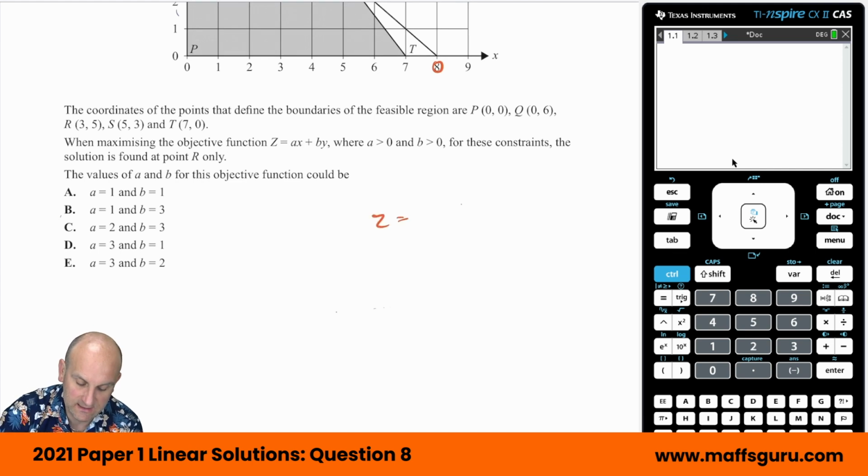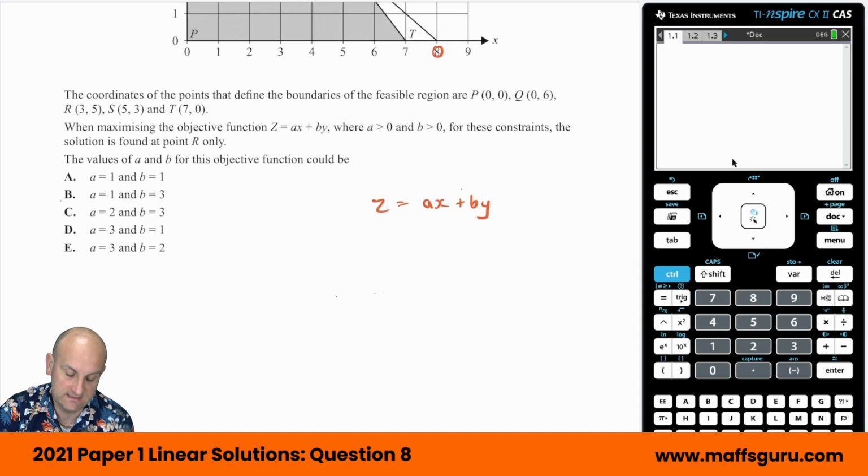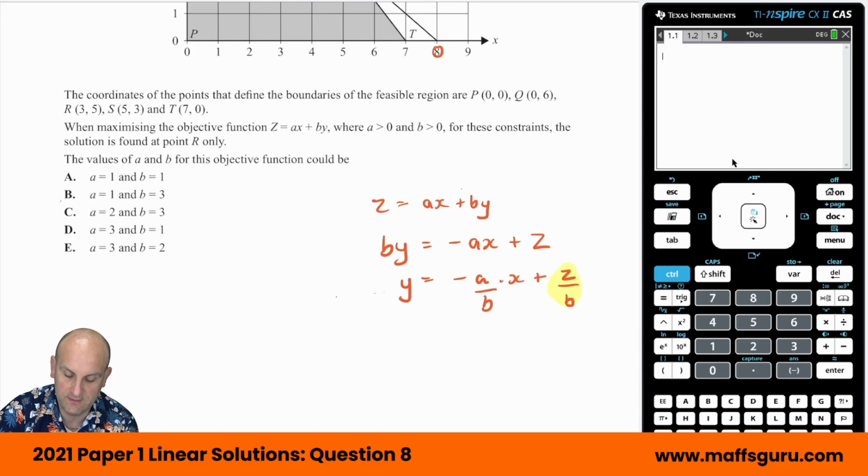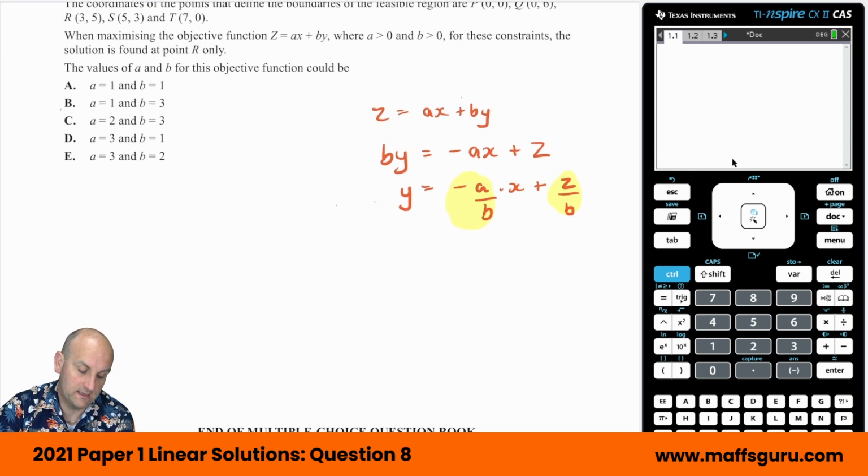Well, I always take my objective function, ax plus by, and rearrange it into y equals mx plus c. So what am I going to get? I'm going to get by is equal to minus ax plus z. Divide both sides by b gives me minus a on b x plus z on b. I'm not interested in this z on b, but I'm very interested in this value here. So for that objective function, the gradient is given by minus a divided by b. And they've given me values of a and b.